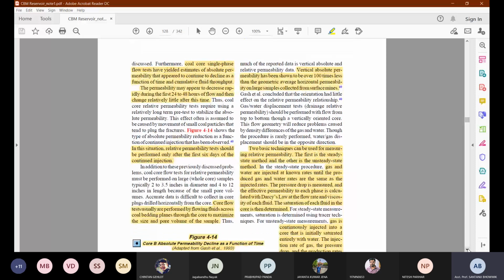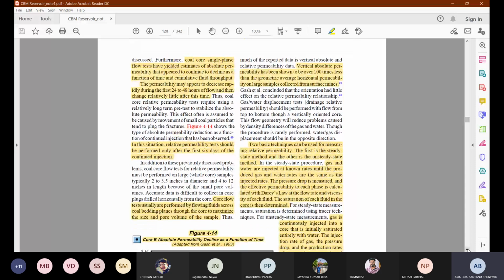Now, whenever you measure the relative permeability, the coal core single phase flow tests give the estimate of the absolute permeability. Again, you have seen earlier that at the production stage, water production comes very quickly and then declines. So whenever you do the permeability analysis in the laboratory, you have to leave out some of the earlier points of the data.